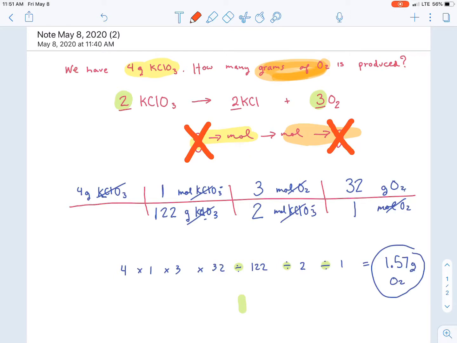So you can use that map how you want to use it. You don't have to start in the beginning. You can cut off the ends. It always has to have the mole to mole, though. That's what makes it stoichiometry.